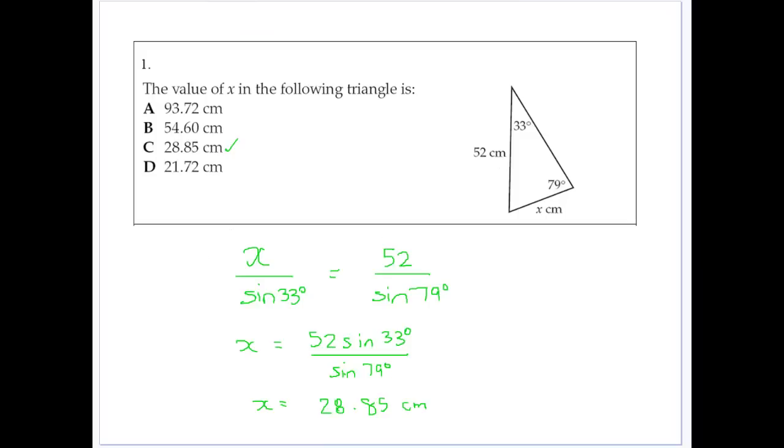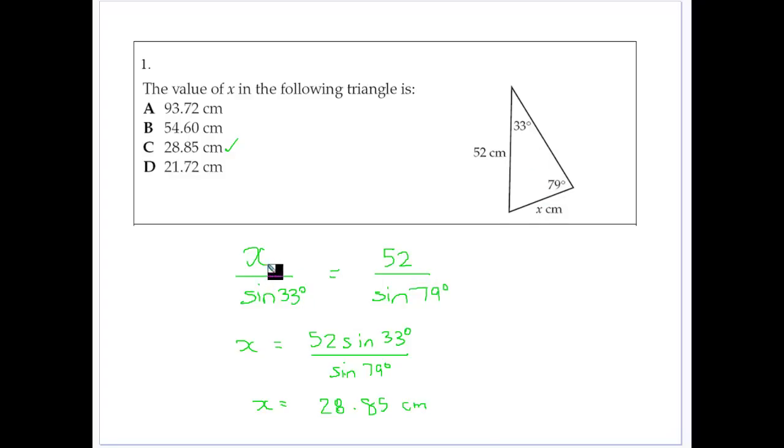So let's have a look at using this rule. We've got a triangle here, with x opposite 33 degrees and 52 opposite 79. So we've got two angles and one of the sides, so the sine rule is going to work here. We set it up as a ratio: the side x over sine of 33, the side 52 over sine of 79. Notice we're putting the sides opposite in that ratio.